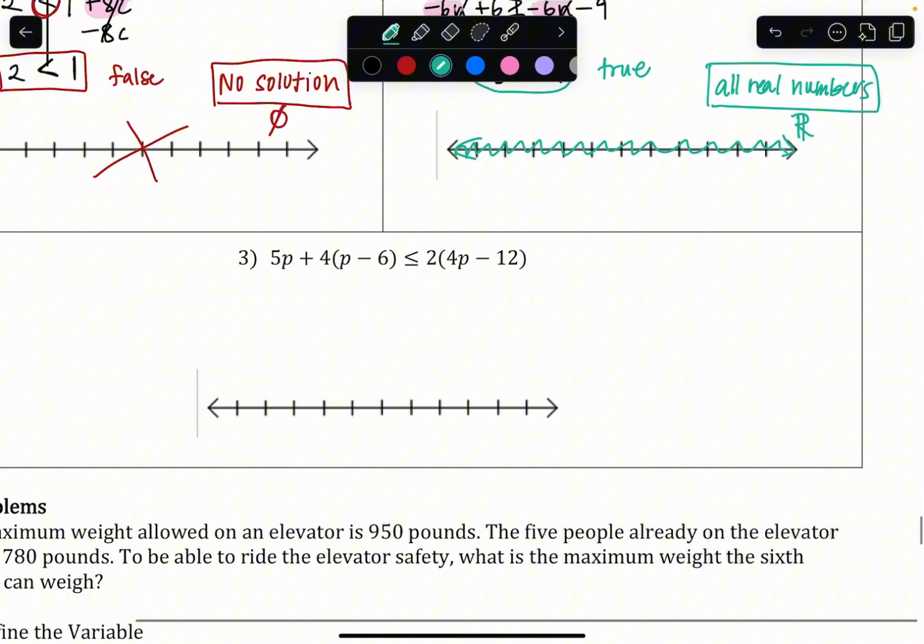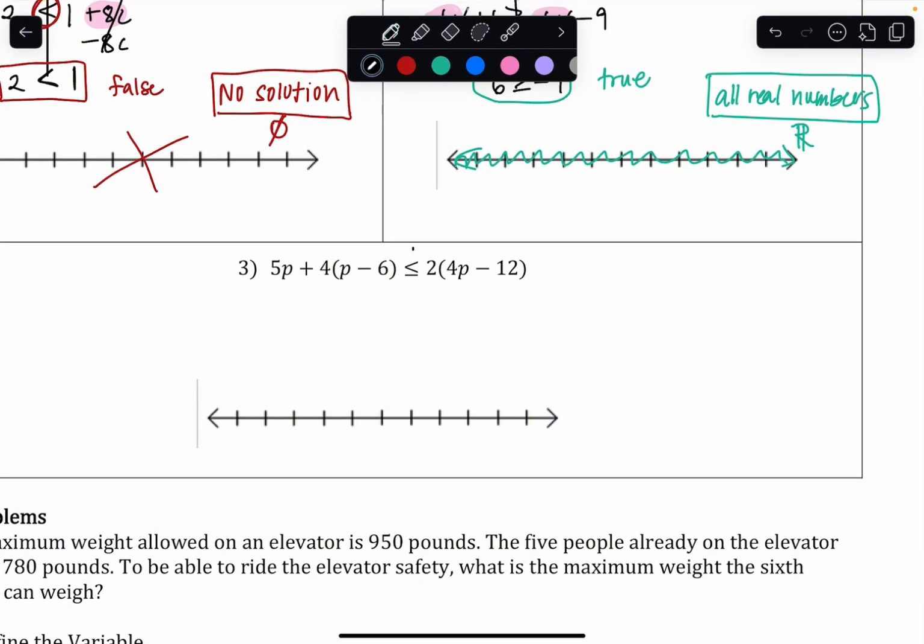Okay, number 3 has a lot going on, so we need to clean it up first. And so first step is we need to distribute this 4, leave this 5p alone. And then we can combine 5p and 4p to get 9p. And then on the right side, we need to distribute the 2. And then there's no terms to combine.